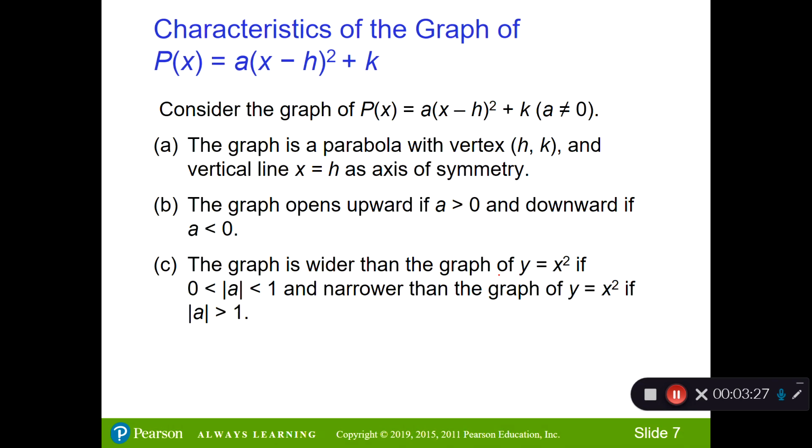All right, so why do I want it in that form? Because that is my vertex form of the graph. I can read the vertex of the parabola. Keep the sign on the k, but for h, the x-coordinate of the vertex, change the sign. So h, k is my vertex. The axis of symmetry will always be the vertical line x equals the x-coordinate of the vertex. The graph opens up if this number here is positive, and it opens down if this number is negative. And it's wider than the graph of x squared if this number is between 0 and 1, and it's narrower if this number is bigger than 1.